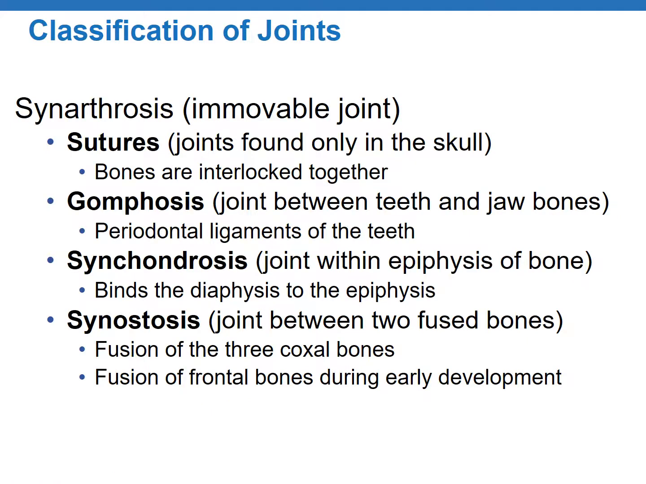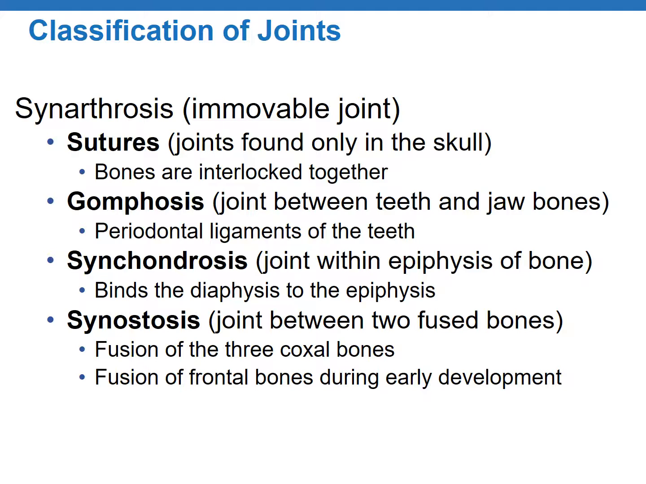Looking at the different immovable joints of the synarthrosis, we have the sutures, gomphosis, synchondrosis, and synostosis. Sutures are the joints found in the skull, and they are bones that are interlocked and interwoven together. Gomphoses are the joints of the teeth, the periodontal ligaments of the teeth, where the roots of the actual tooth connect directly into the mandible and maxillary bones of the skull.